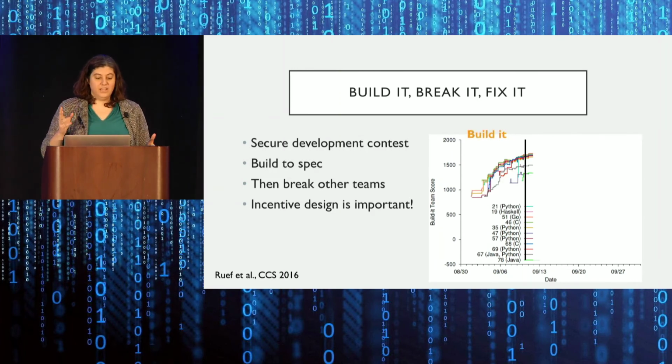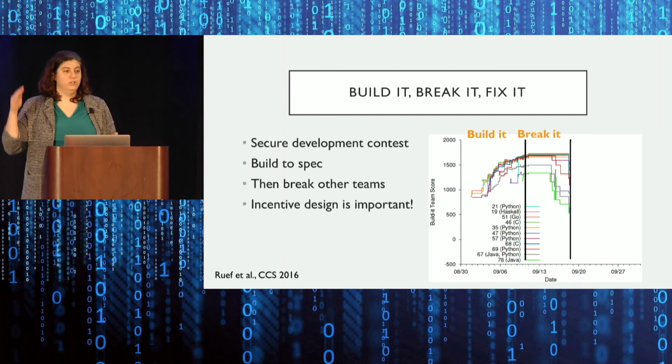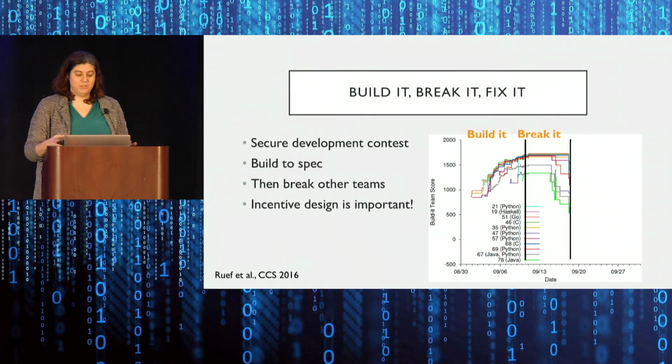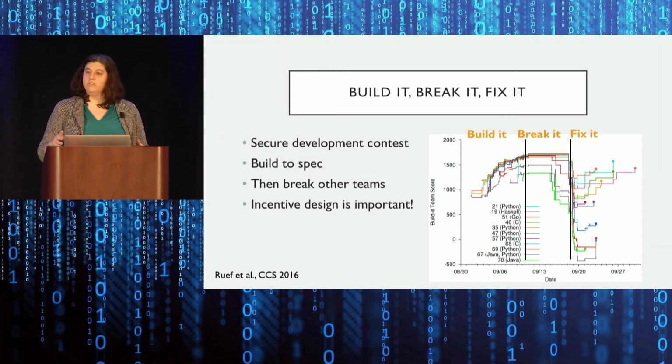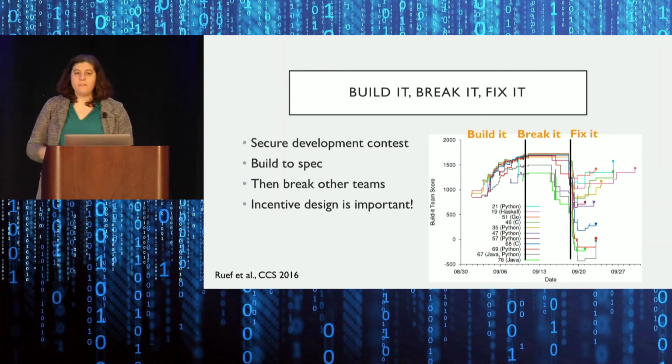a spec. They get lots of points if it's performant, if it goes fast, if it has optional features. Then everybody gets to see everybody else's code and basically hammer on it for a couple of weeks. And when people find bugs in your code, you lose points. You can also get points for finding bugs, but that's a separate category of points. So as people find bugs in your code, you lose points. And then eventually you get to try to fix the bugs that people find in your code to get some of the points back.